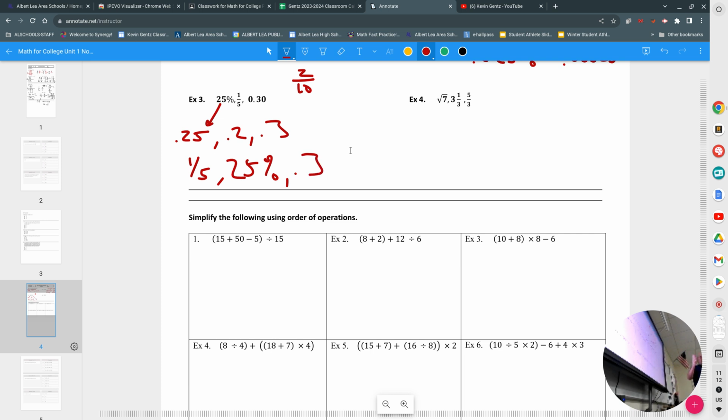I want you to try number 4 on your own. Come up with anything, okay? I know that it may look a little bit different because we got a square root in there, but try something. Try something.